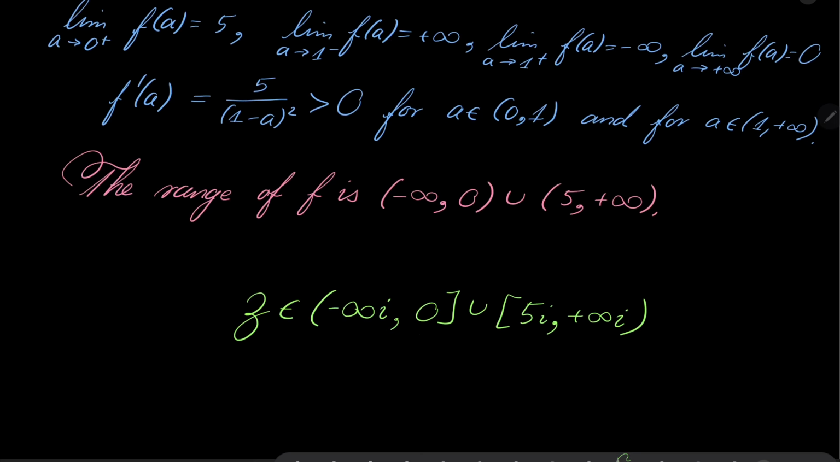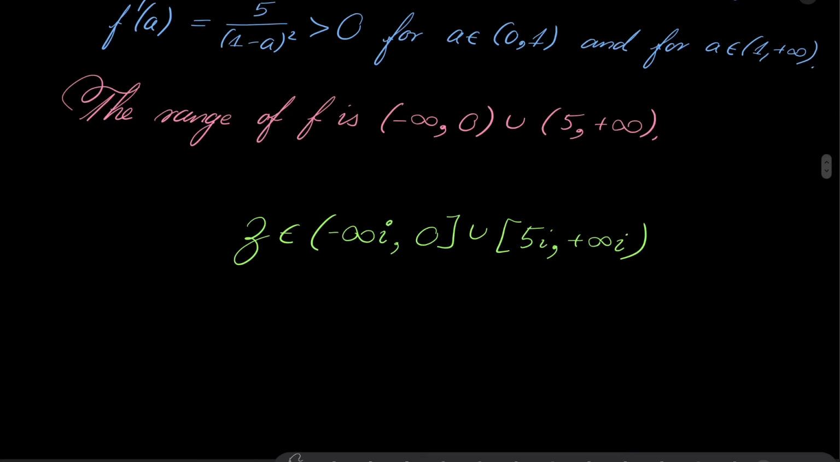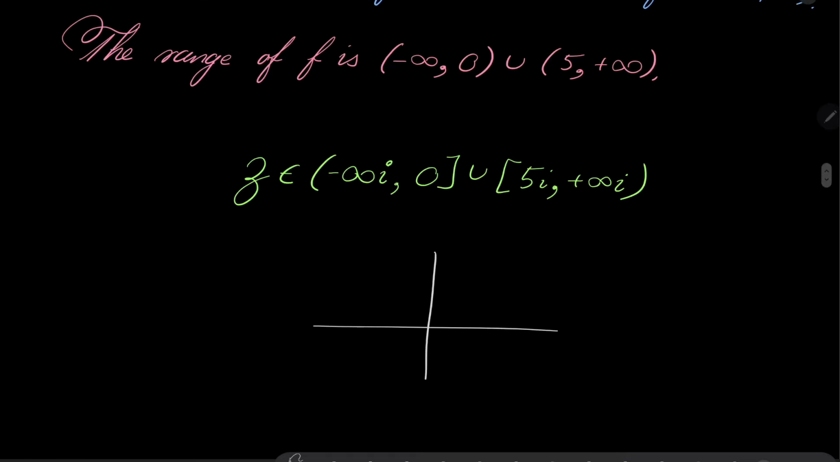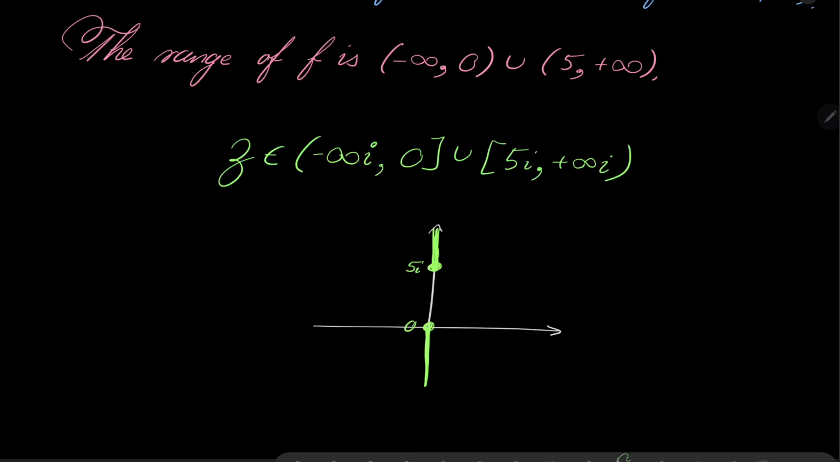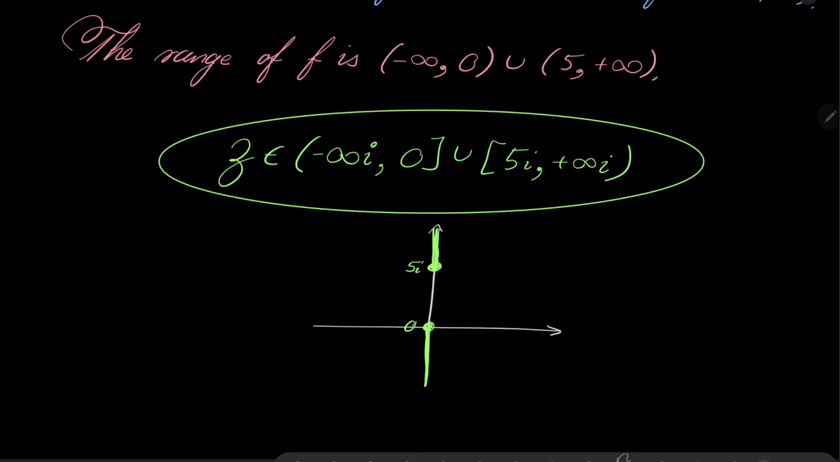And if you wonder what infinity times i means? Well, it means that it's a ray on the complex plane. So, in other words, maybe it will be clearer once I visualize the solution set. The solution set is just this union this, 5i, and here we have 0. It's our solution set. It's a subset of the imaginary axis. And that closes our problem. Our solutions are written right here.